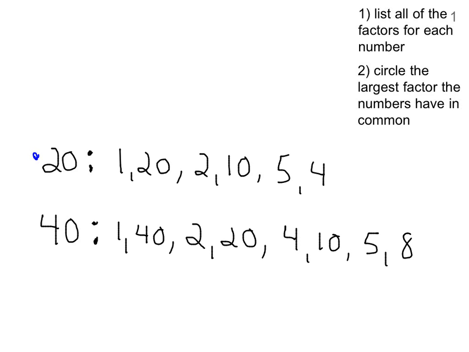Now you always want to start with the top number. The largest factor I have here is 20, and do I have a 20 for the 40? Yes, I do. So the GCF, or greatest common factor, for 20 and 40 would be 20.